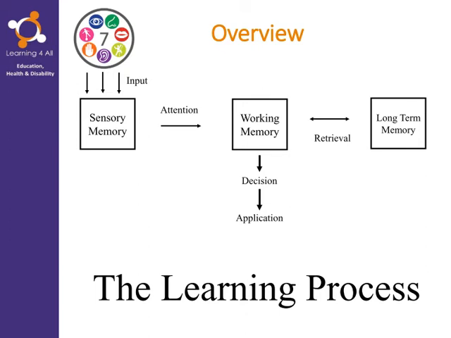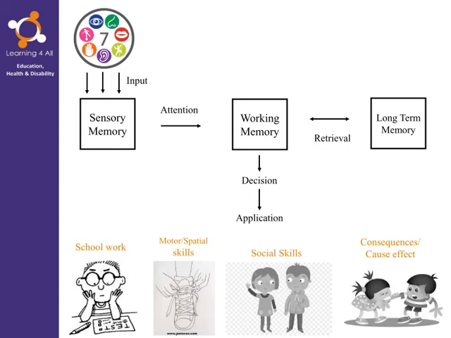This is the learning process. As I said, it's multi-component. So it starts with how we actually intake information and it ends with the application of knowledge. We'll go through it one by one. With application, we're not just talking about academic application of learning, we're also talking about physical skills, motor spatial skills, etc., social skills and behaviour. So understanding consequences, understanding cause and effect, all of it is dependent on the learning system.